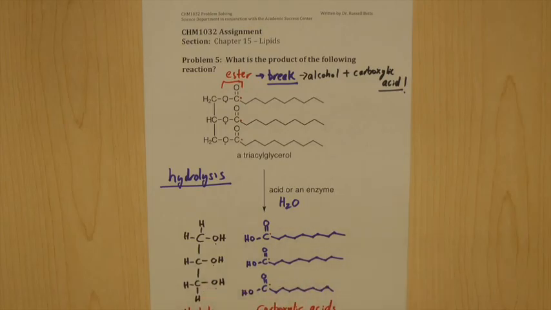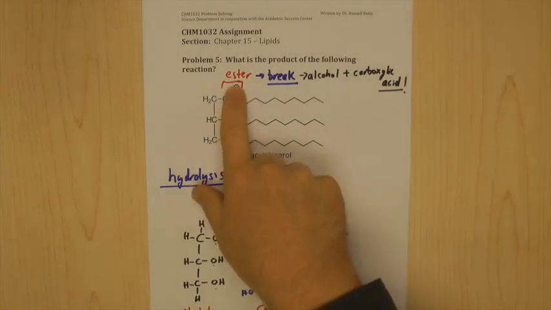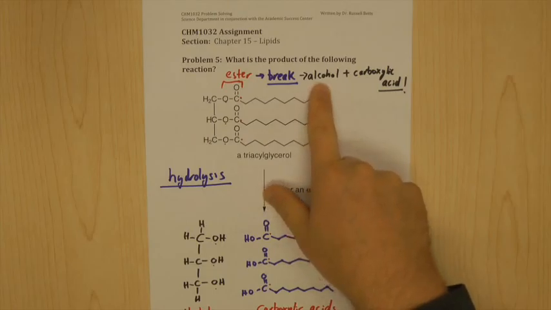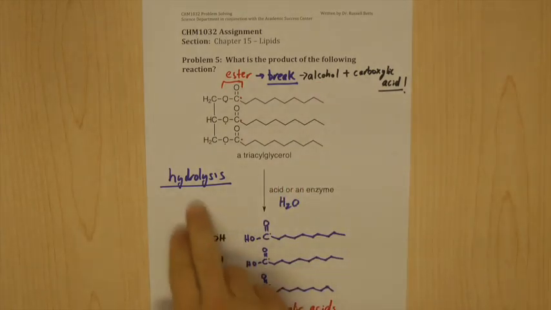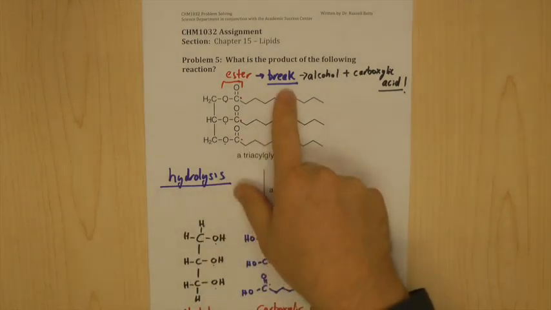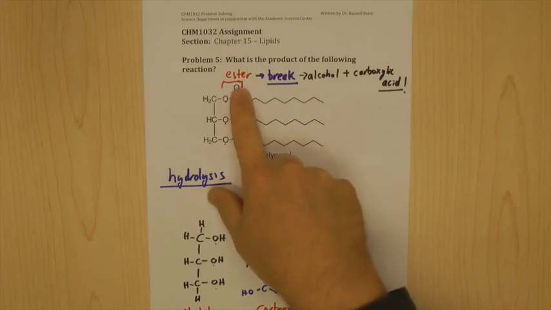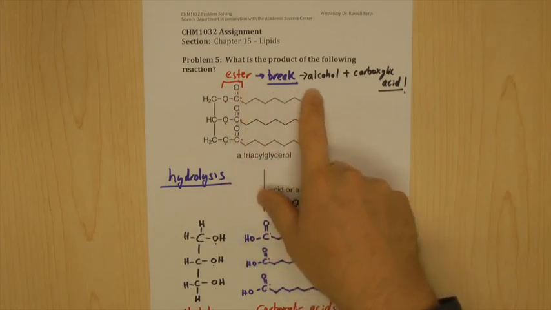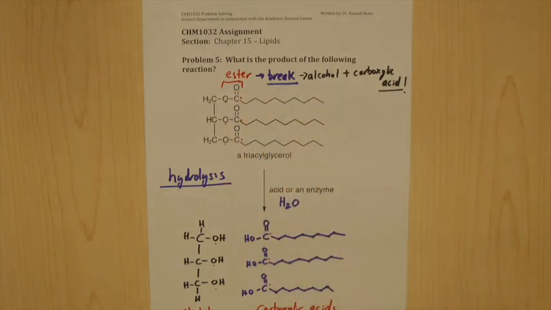Okay? It looks confusing because there's a lot going on. That's why I'm breaking it down to ester breaks to give me alcohol and carboxylic acid. And that's called a hydrolysis. Hydrolysis means water cuts or breaks. Ester hydrolysis means break into an alcohol and a carboxylic acid.